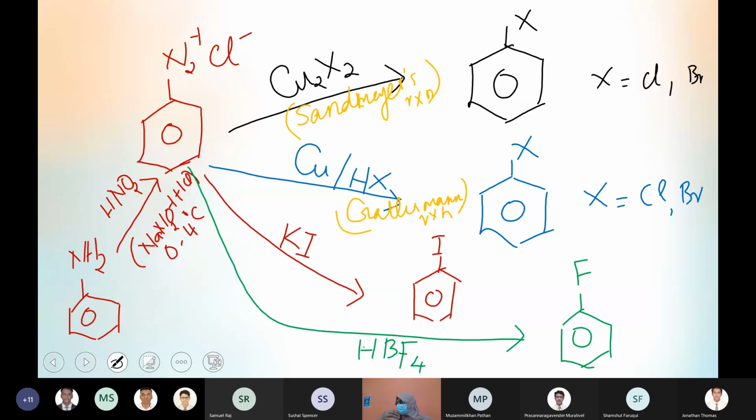So the first two named reactions are for the preparation of chloro or bromobenzene. But for iodobenzene and fluorobenzene, you don't need any copper. That is a major difference between the preparation of fluoro and iodo compounds and the first two methods, where you're using something related to copper. Here it is a copper halide and here the metallic copper. In the other two methods, the diazonium chloride is directly heated either with potassium iodide or fluoroboric acid.